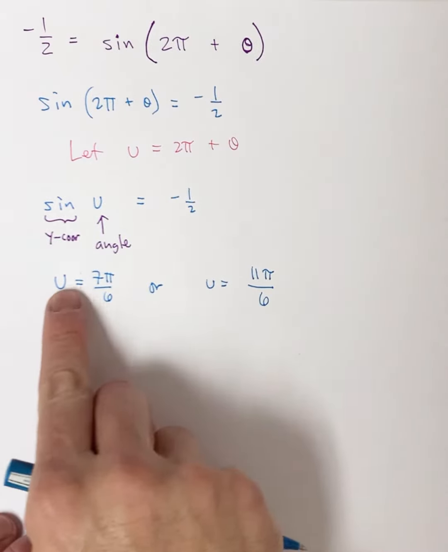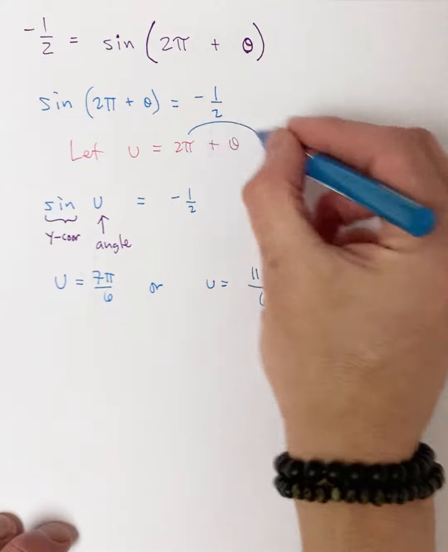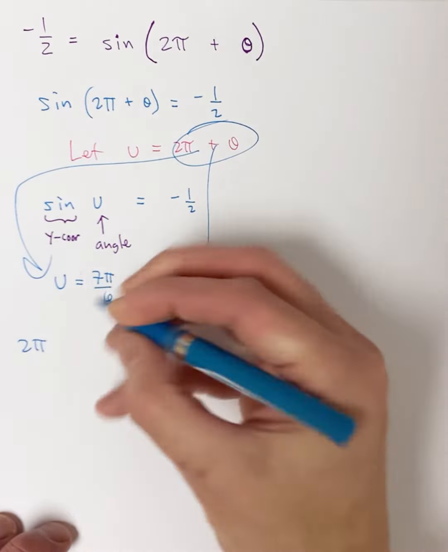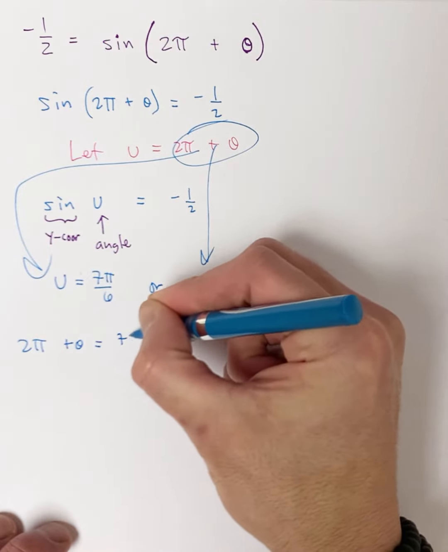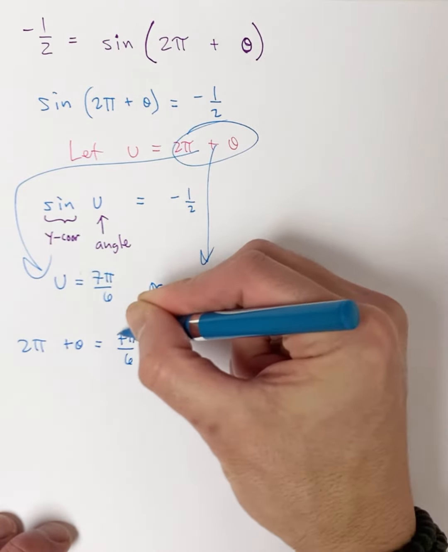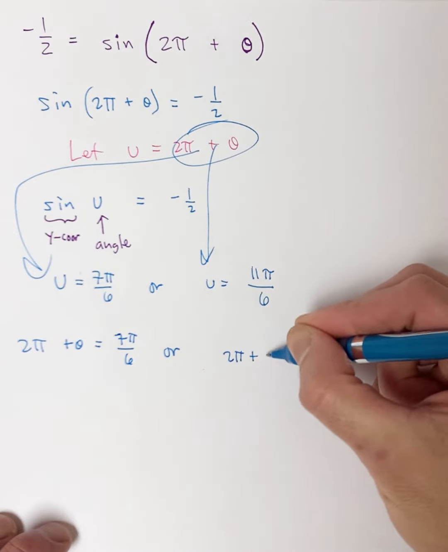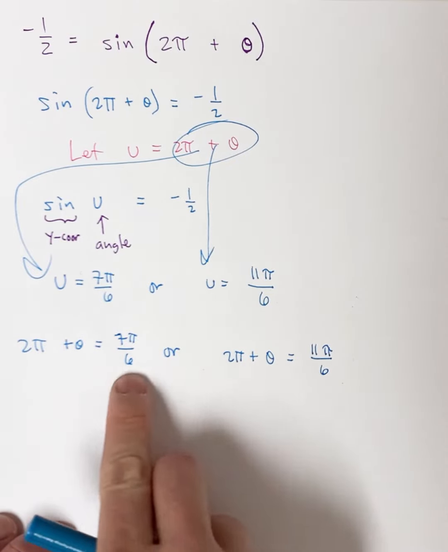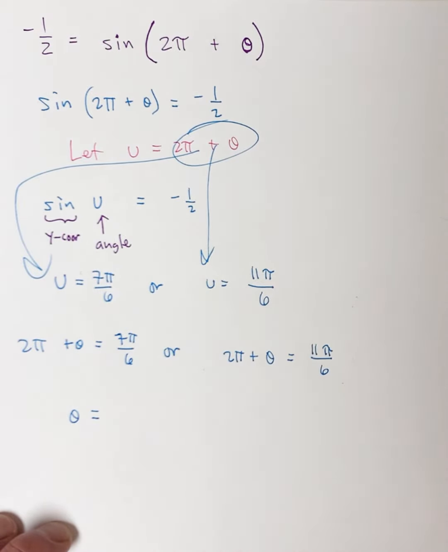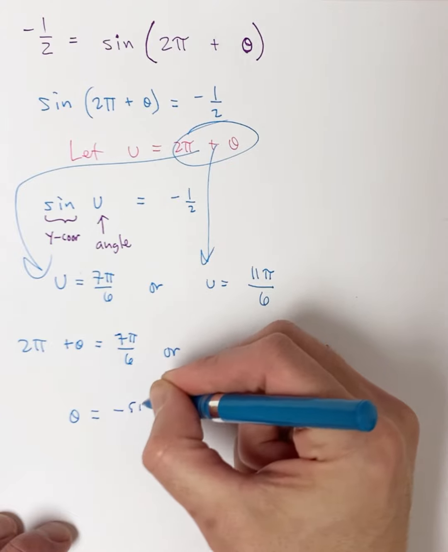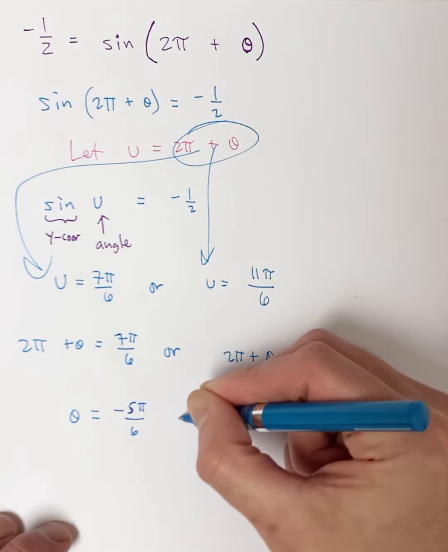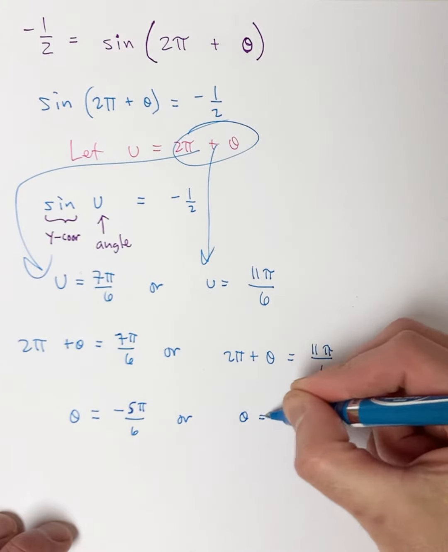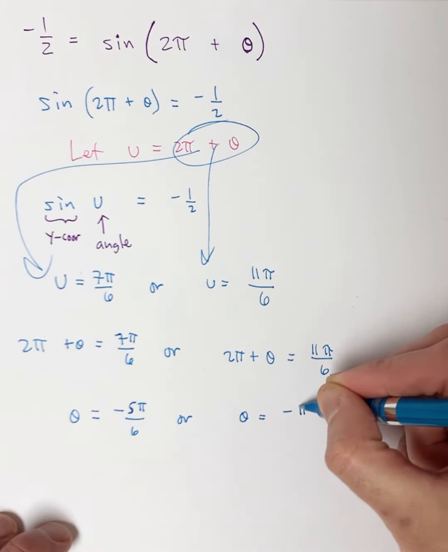But then remember that U equals this. So bring this stuff here and put that back in for U. So we have 2 pi plus theta equals 7 pi over 6, or 2 pi plus theta equals 11 pi over 6. Now subtract 2 pi from that, and you'll see that theta should be -5 pi over 6, or subtract 2 pi from that, and you'll see that theta could possibly be -1 pi over 6.